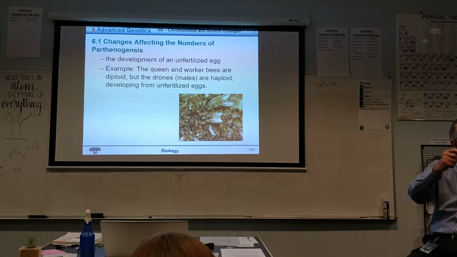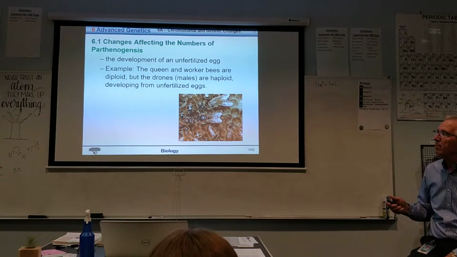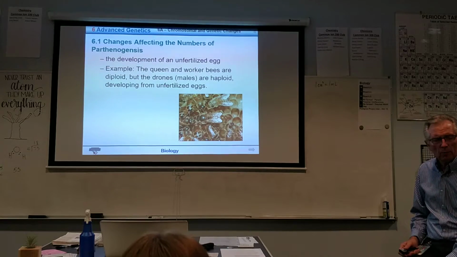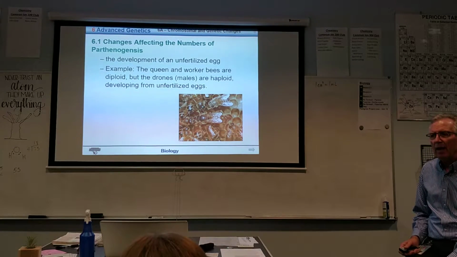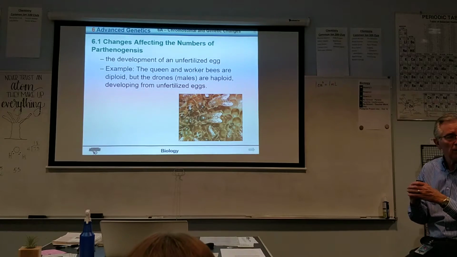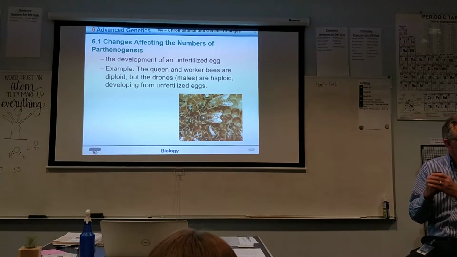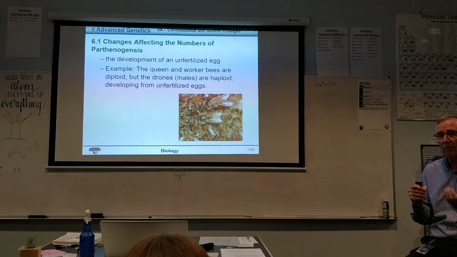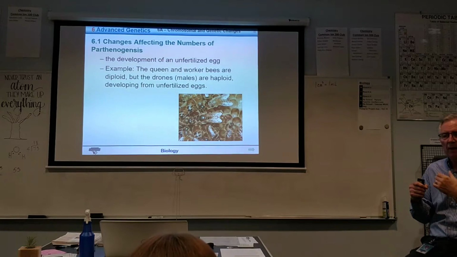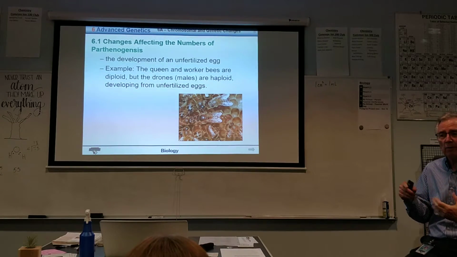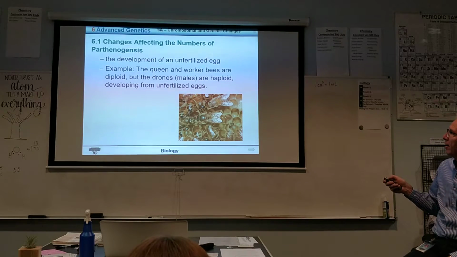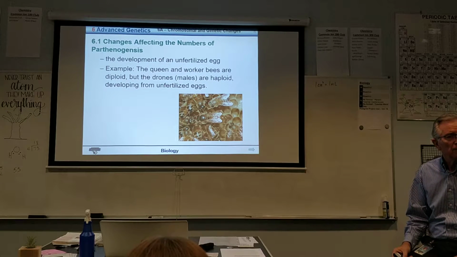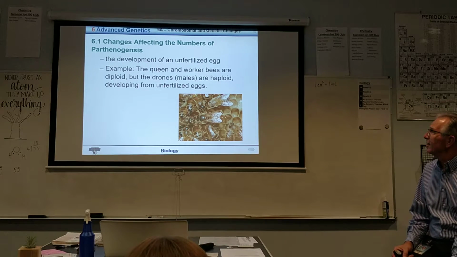In other words, they're formed in the normal method of sperm and egg. But the drones actually are fed, what's it called? Royal jelly, I think is what it's called. And it causes this unfertilized egg to actually develop into a bee. But it only has half the normal number of chromosomes. So they're sterile. They can't reproduce themselves. That's the job of the queen, and then there's one of the bees that gets to fertilize.